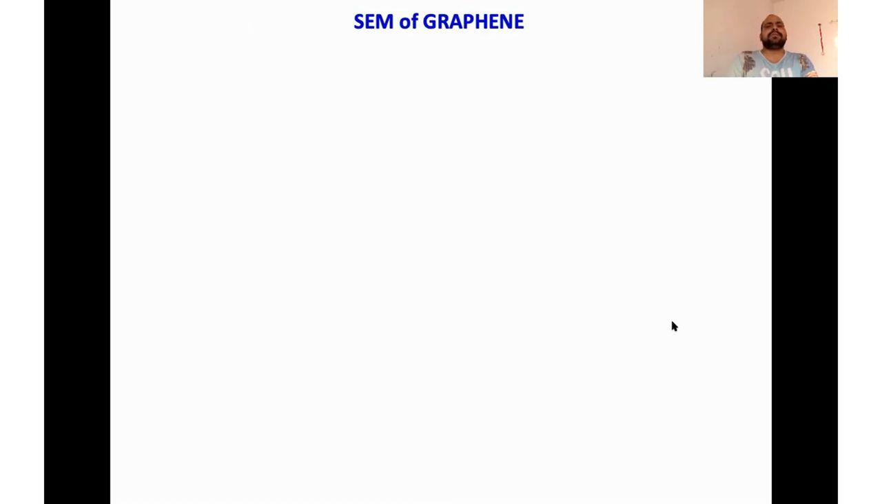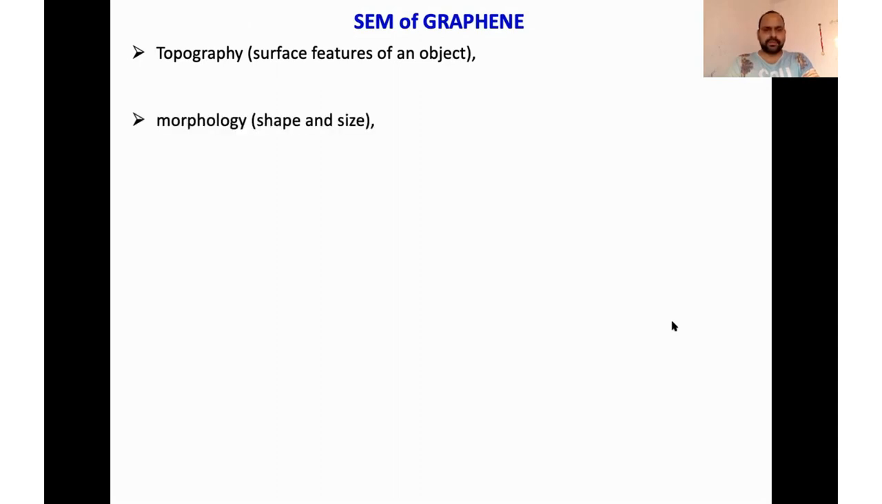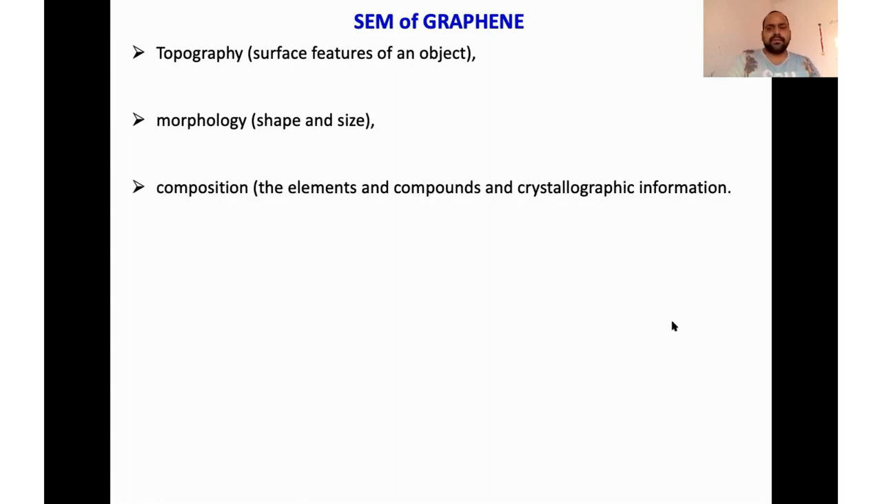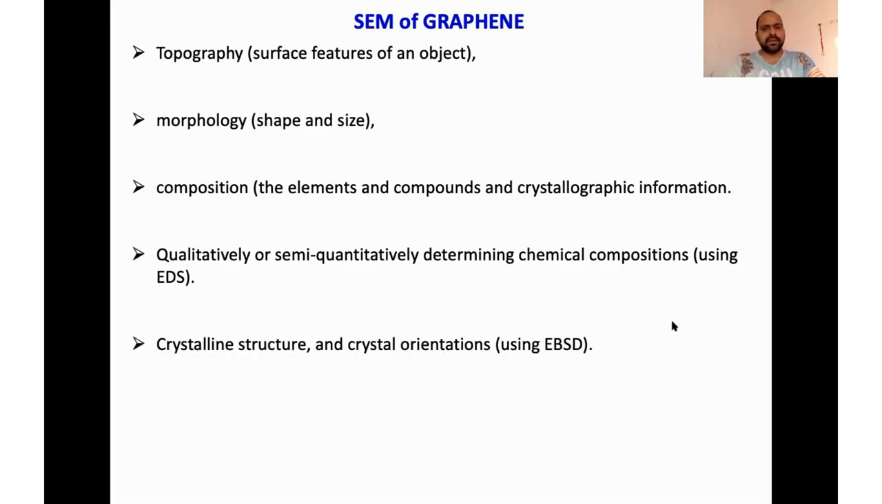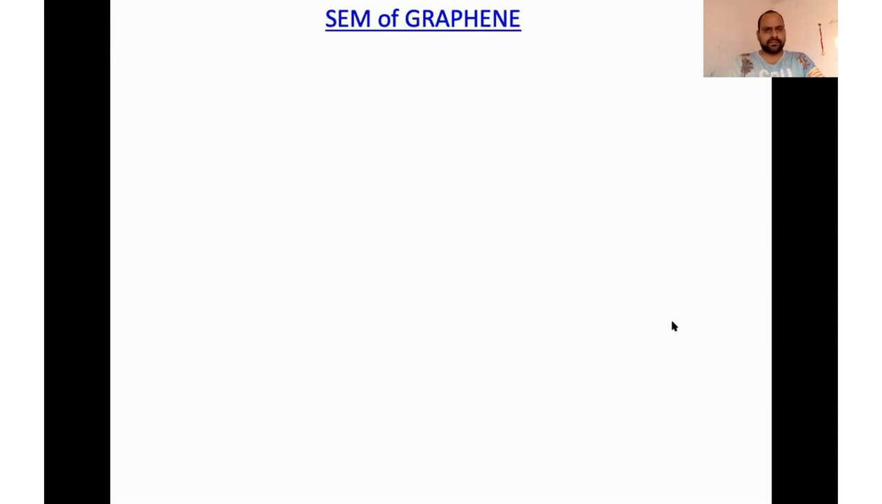So the first tool is scanning electron microscope of graphene. It's a well-known tool, and by using SEM we can get a variety of information. As we have already discussed earlier, we can get an idea about topography, surface features of an object, morphology, basically the shape and size of the graphene. Similarly, the composition: if we have an EDAX attachment, we can get what kind of elements and compounds or crystalline information is there. Similarly, by using EBSD, we can also get the crystalline structure and crystalline orientation.